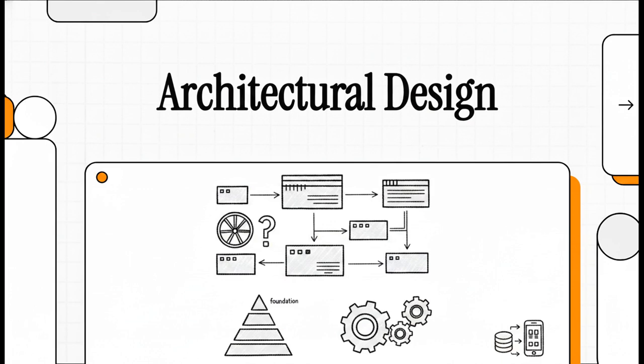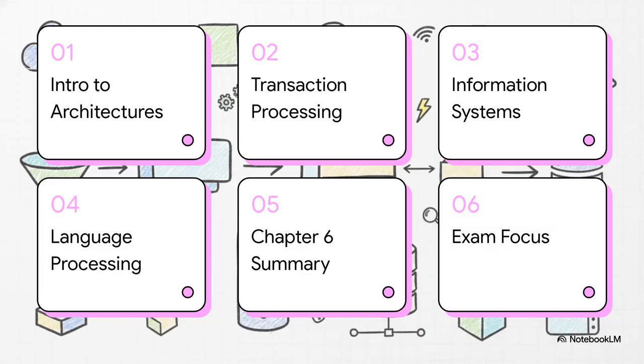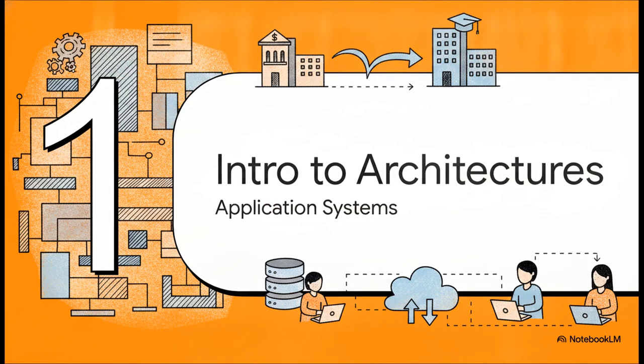Let's dive right in. Here is our roadmap for today. We'll start with an introduction to application architectures, move into transaction processing, cover information systems, explore language processing, run through our Chapter 6 summary, and finally wrap up with an exam-focused checklist. All right, let's kick things off with Section 1, Introduction to Application Architectures.